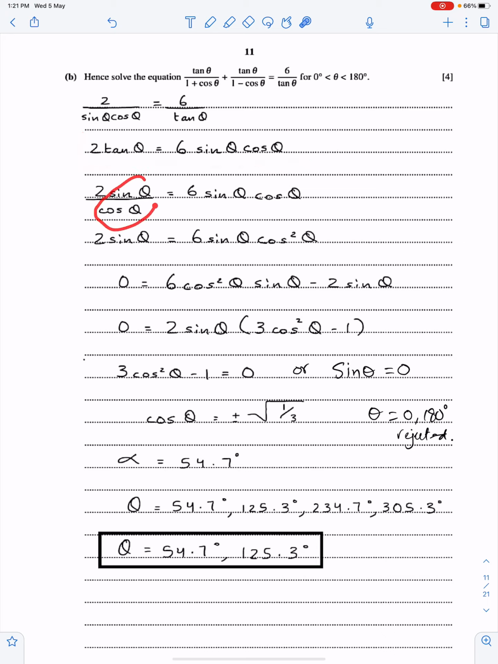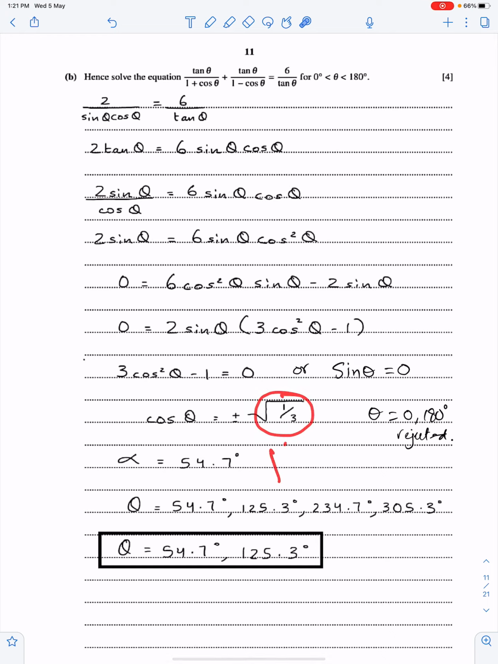Tan is sine upon cos. We need to bring cos here. Then we need to bring 2 sine theta on this side so that we can factorize this equation easily. So finally we have sine theta equals to 0 and this equation is equal to 0. So cos theta is plus minus 1 upon root 3.